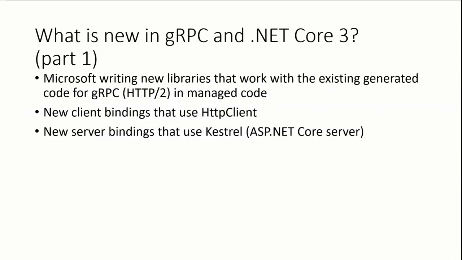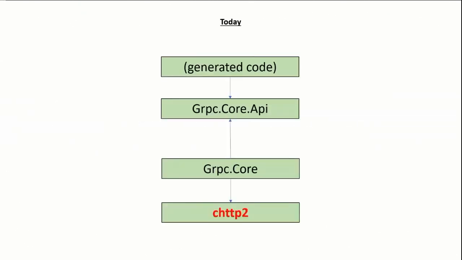And the other thing is server bindings for Kestrel, so ASP.NET Core. Kestrel is a really good server. You've seen Ben showing the Tech Empower things on there earlier. It's a really good, solid piece of code now. It would be really nice to use that and not have to use CHTTP2 as the server implementation.